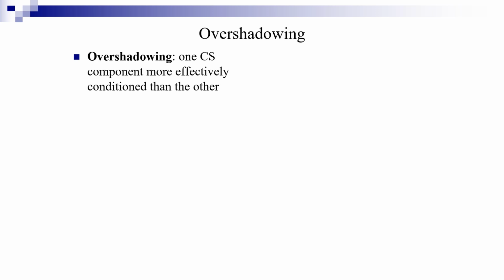Now, moving on to Pavlovian phenomena. The first thing that we can see is called overshadowing. Overshadowing occurs when we have one CS component that's more effectively conditioned than the other.